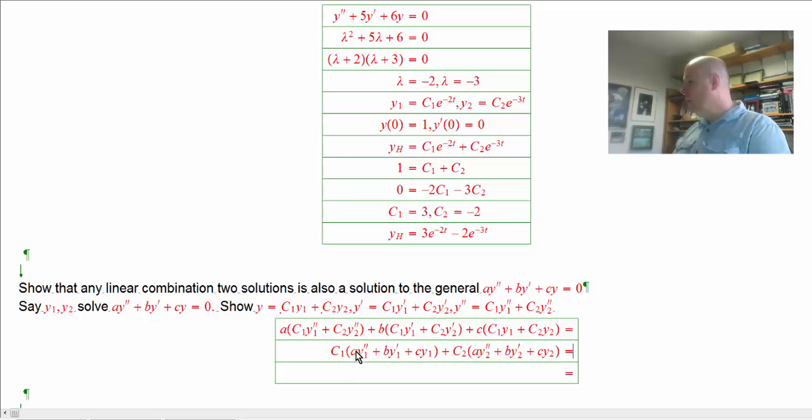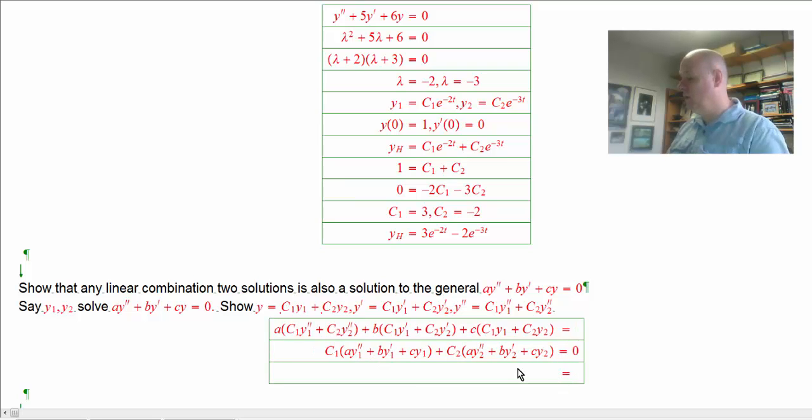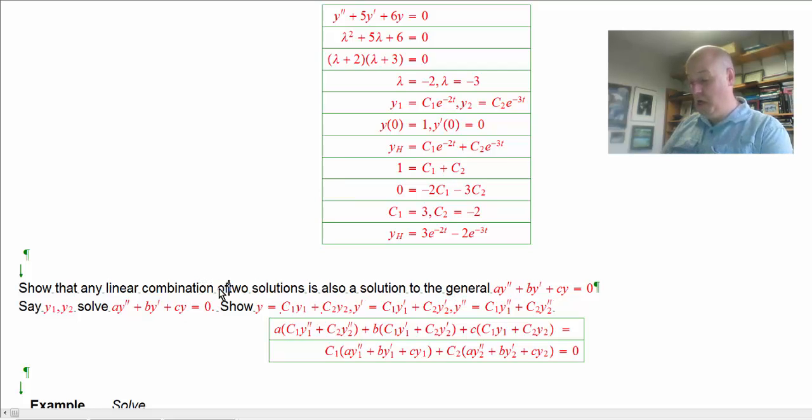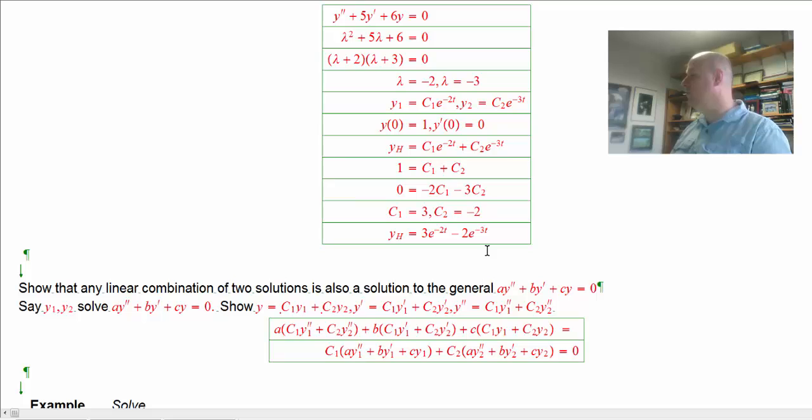Well, since y1 solves this differential equation, this expression must be equal to 0, and since y2 also solves this differential equation, then this bracket has to equal 0, so it'll be c1 times 0 plus c2 times 0. The whole thing equals 0, and then what have we shown? Any linear combination of two solutions is also a solution to the general equation.